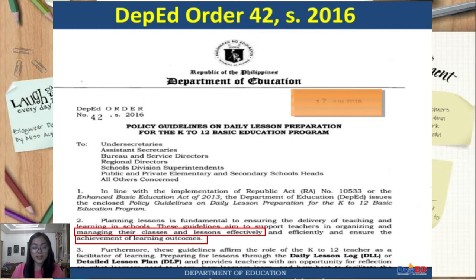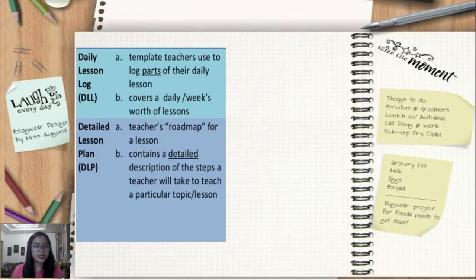So, there you have these two important phrases. Lesson plans are really recommended to manage the classes and lessons effectively and to ensure achievement of learning outcomes. So these are the two ways in which we can prepare or plan our lesson. It could be through DLL or daily lesson log, or it could be through DLP or detailed lesson plan.